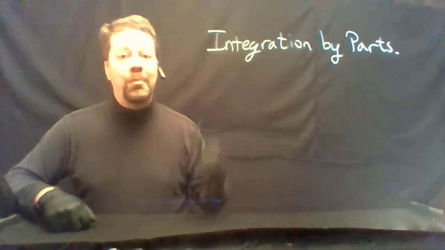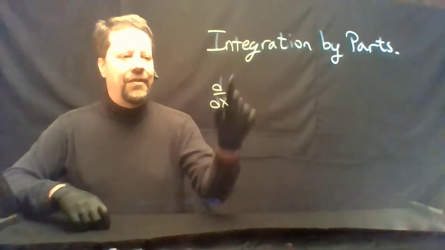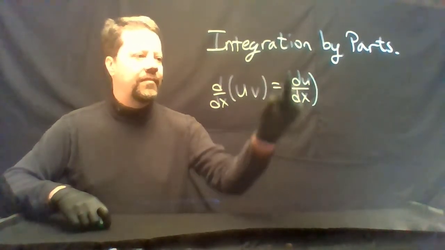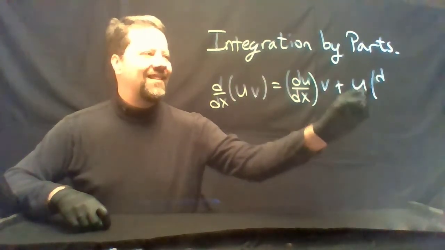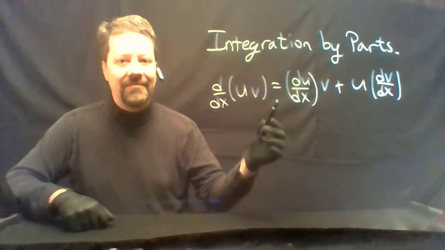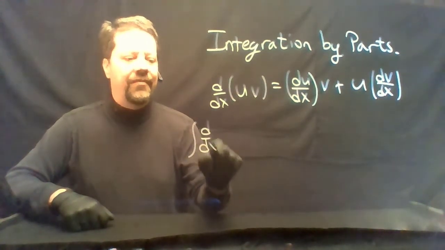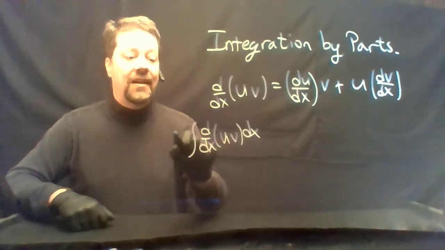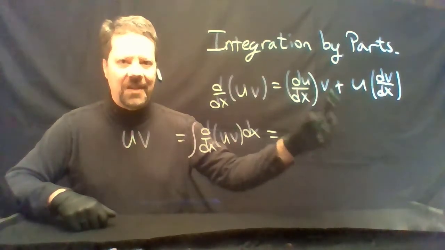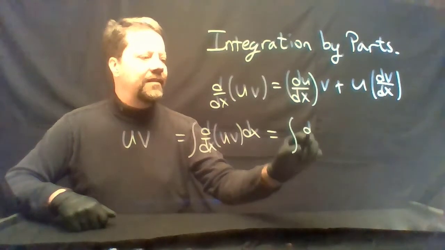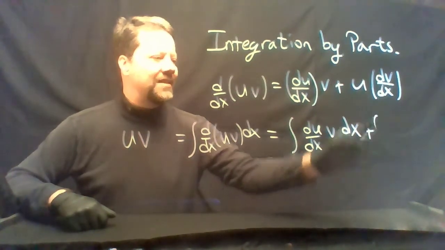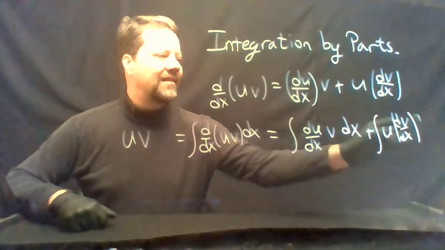This method applies the product rule. You'll recall that if you have the derivative of two functions, u and v, that will give you the derivative of u times v plus u times the derivative of v. If you multiply everything through by dx and integrate, here's what you get. The integral of the derivative of uv times dx, that's uv plus a constant. I'm going to write the constant on the other side, together with these other integrals. We'll have the integral of u dx times v dx plus the integral of u dv dx dx.